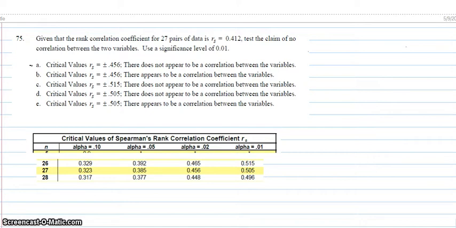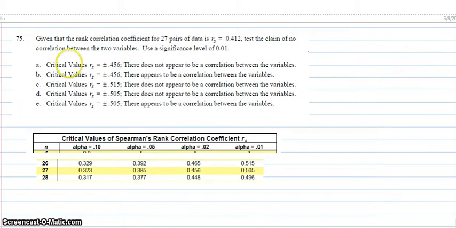There does not appear to be a correlation between the variables. B, critical values equal 0.456 plus or minus, and there appears to be a correlation between the variables. C, critical values equal plus or minus 0.515, and there does not appear to be a correlation between the variables. D, critical values equal plus or minus 0.505, there does not appear to be a correlation between the variables. Or E, critical values equal plus or minus 0.505, there appears to be a correlation between the variables.